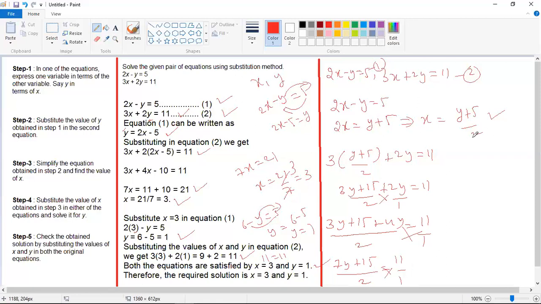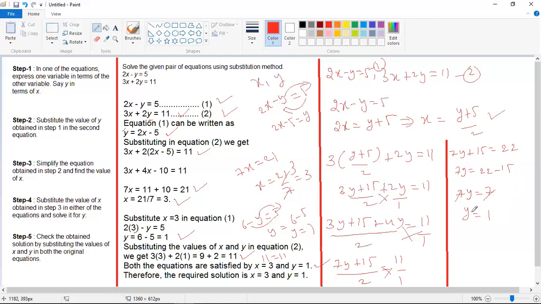Do cross multiplication. Just give me a second, let me draw a line here. Okay, what happens? 7y plus 15 is equal to 2 into 11, 22, so 7y is equal to 22 minus 15. 7y is equal to 22 minus 15, which is 7. So 7 cancels and the y value will be 1. So now we got the y value.